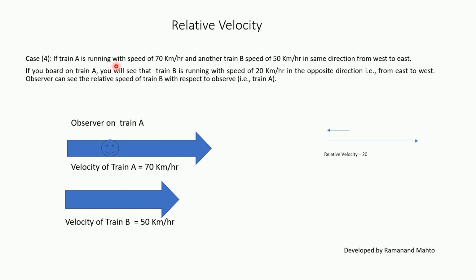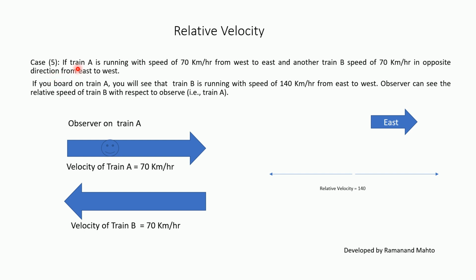Case 4: train A is running with a speed of 70 km per hour, and another train B at the speed of 50 km per hour in the same direction from west to east. If you board train A, you will see that train B is running with a speed of 20 km per hour in the opposite direction, that is east to west. The observer can see the relative speed of train B with respect to the observer, that is train A. So you can see train B is moving in the opposite direction at 20 km per hour.